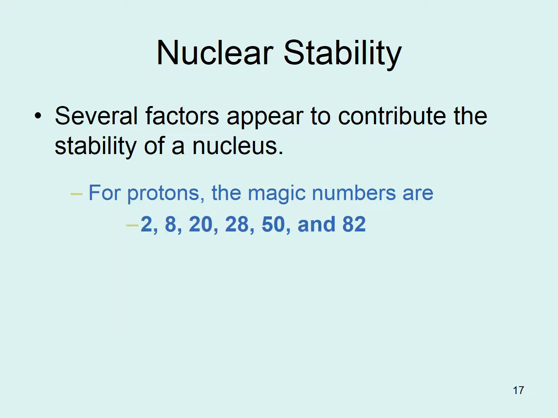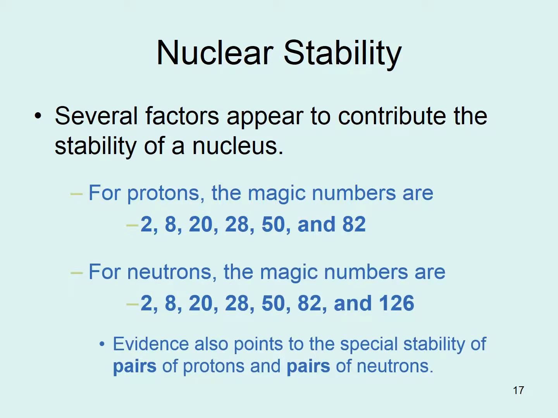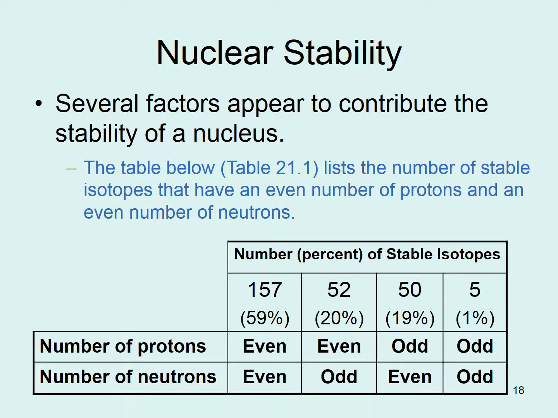It turns out that some of the magic numbers for protons are 2, 8, again, but 20, 28, 50, and 82. These are some of the most stable elements with these numbers of protons. And then for neutrons, here are some similar magic numbers, 126 included. And then there's also certain stability for pairs of protons and pairs of neutrons, so certain numbers of protons and neutrons.